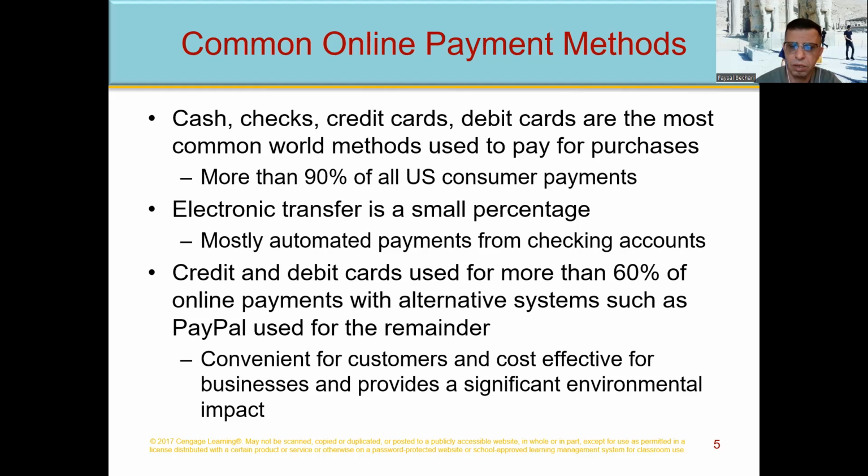Then credit and debit cards are used for more than 60% of online payments, with alternative systems such as PayPal and One Global, or OG, used for the remainder. It is convenient for customers and cost-effective for businesses, and provides a significant environmental impact.